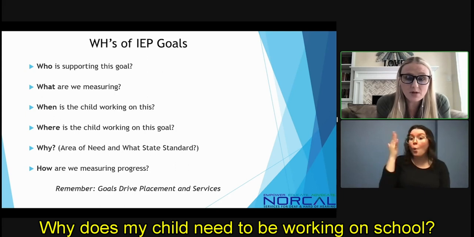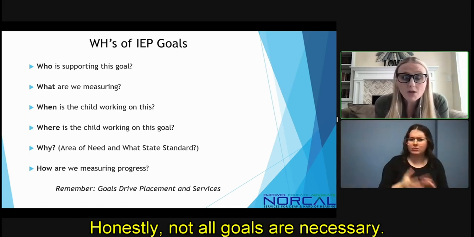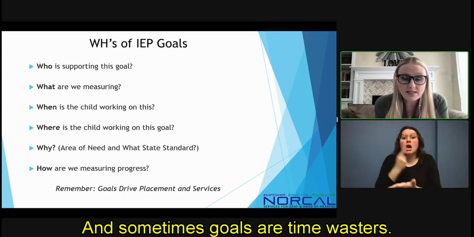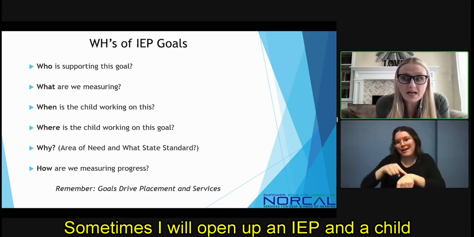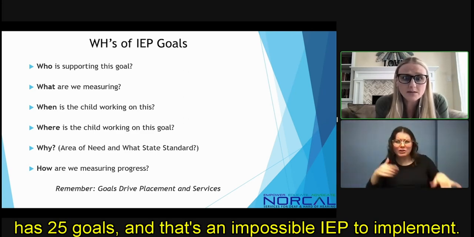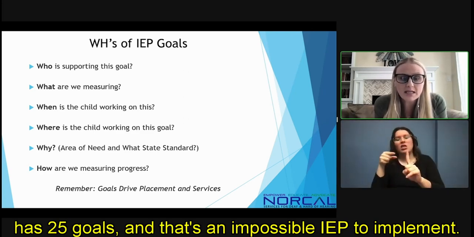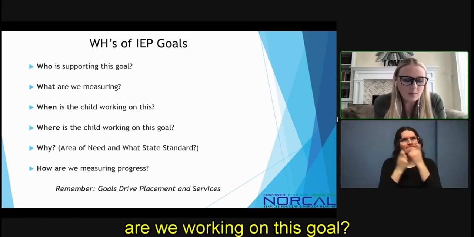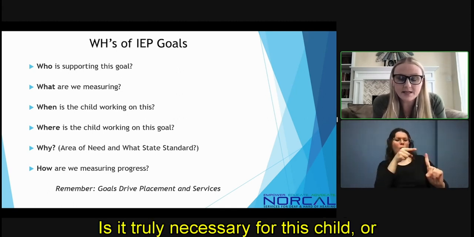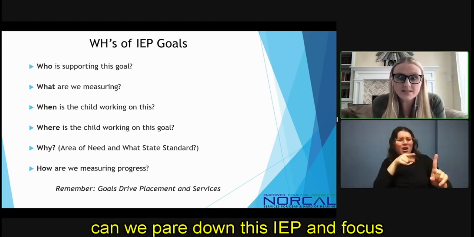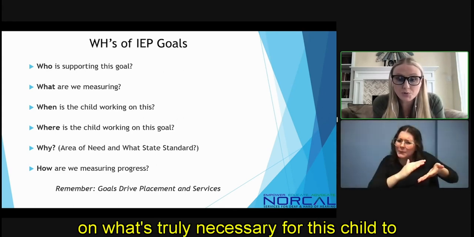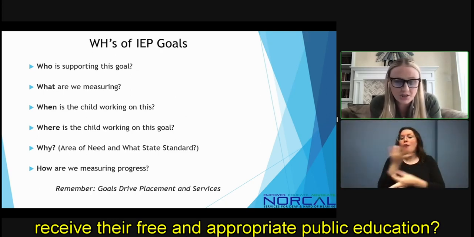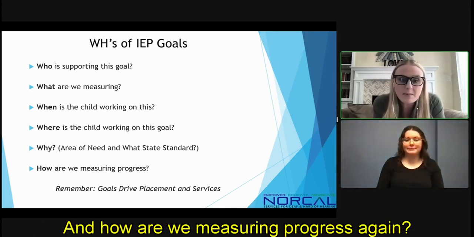Why does my child need to be working on this goal? Honestly, not all goals are necessary. And sometimes goals are time wasters. Sometimes I will open up an IEP and a child has 25 goals, and that's an impossible IEP to implement. We need to always ask ourselves, why are we working on this goal? Is it truly necessary for this child? Or can we pare down this IEP and focus on what's truly necessary for this child to receive their free and appropriate public education? And how are we measuring progress?